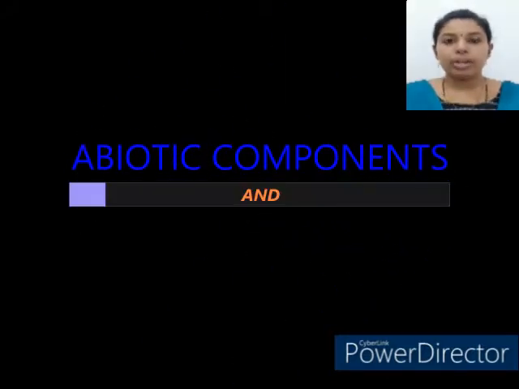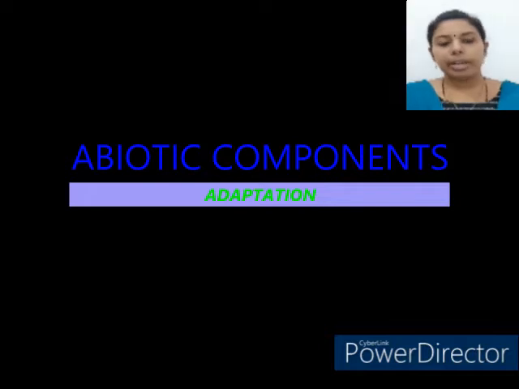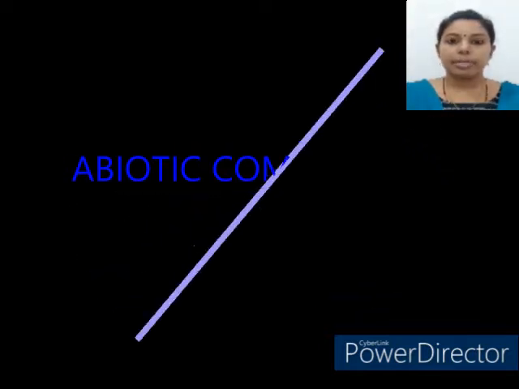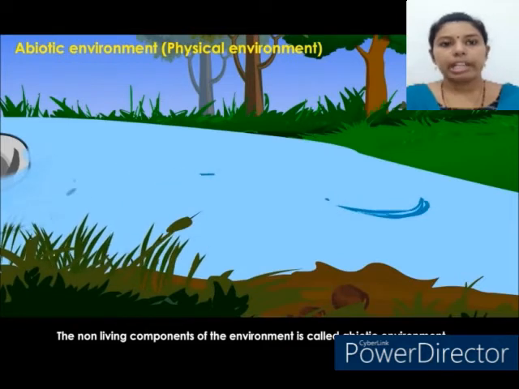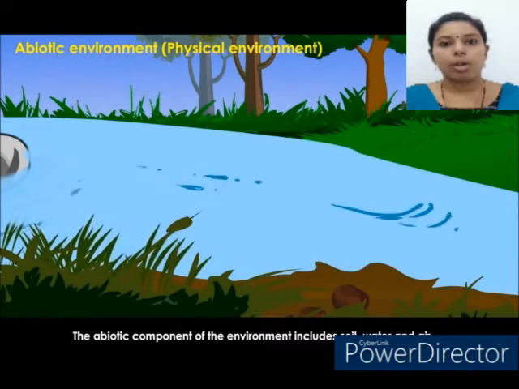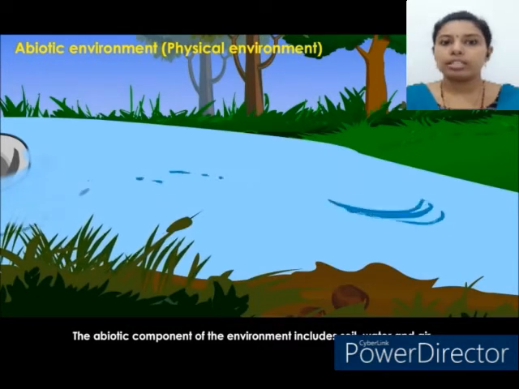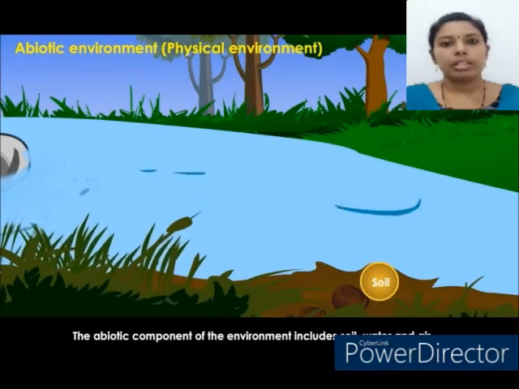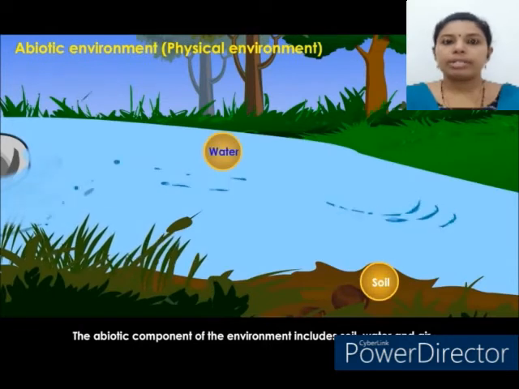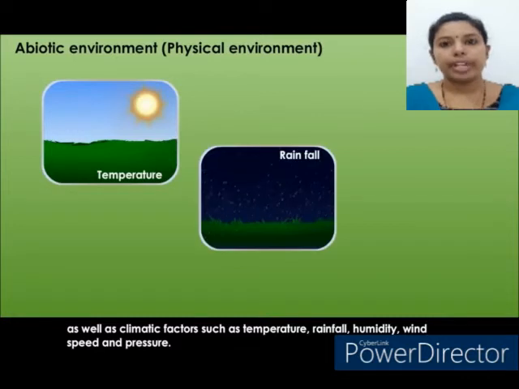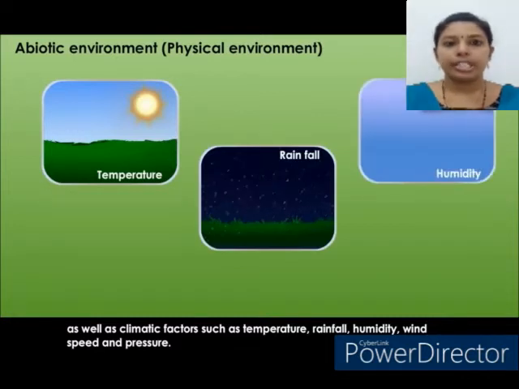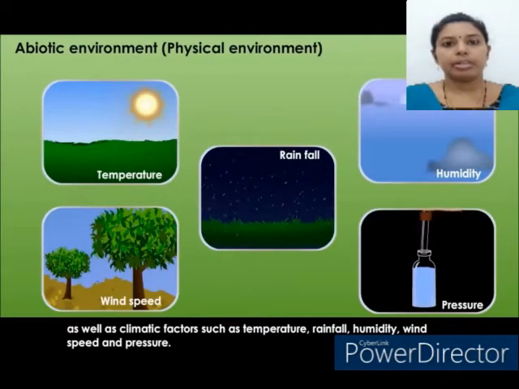In this module, we will discuss about abiotic components and adaptations. The non-living components of the environment are called abiotic environment. The abiotic components of the environment include soil, water and air, as well as climatic factors such as temperature, rainfall, humidity, wind speed and pressure.